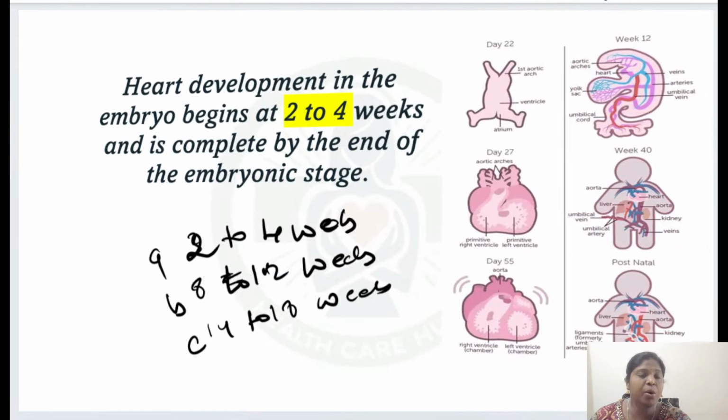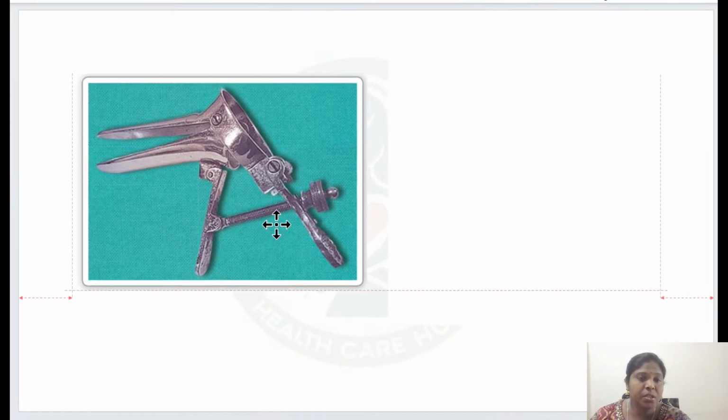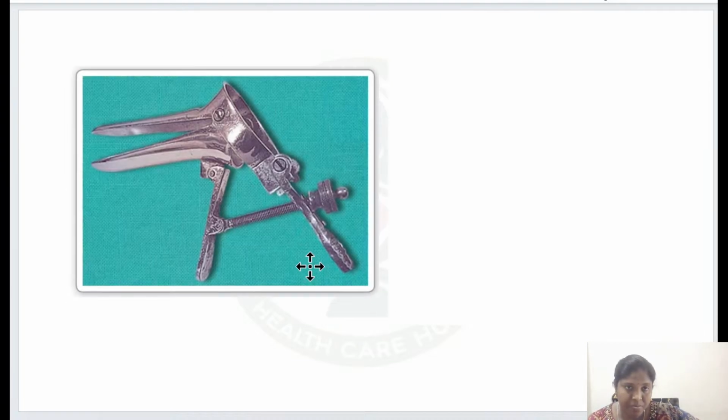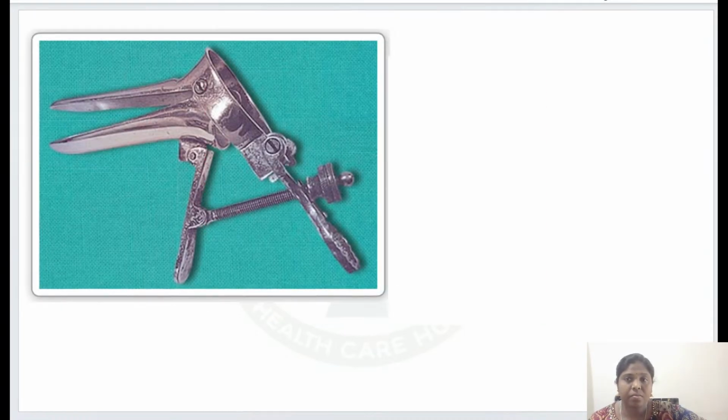Now one more picture. Guess what this particular diagram is. You have to tell me the full name. What is this? This is also one kind of speculum, right? And this is also used to visualize the cervix.